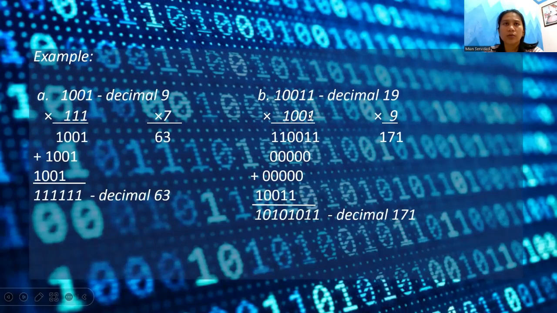So just like example letter A, we just need to multiply it in the upper part. So the value of this, we just need to find the 1s and add that up to get the final product. So the final product is decimal 107.